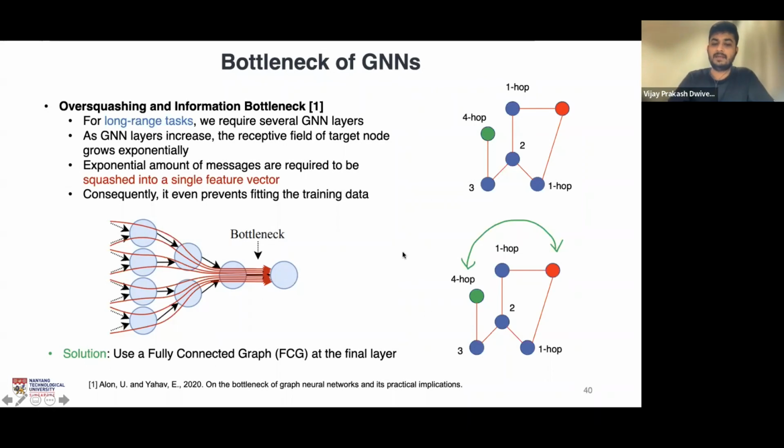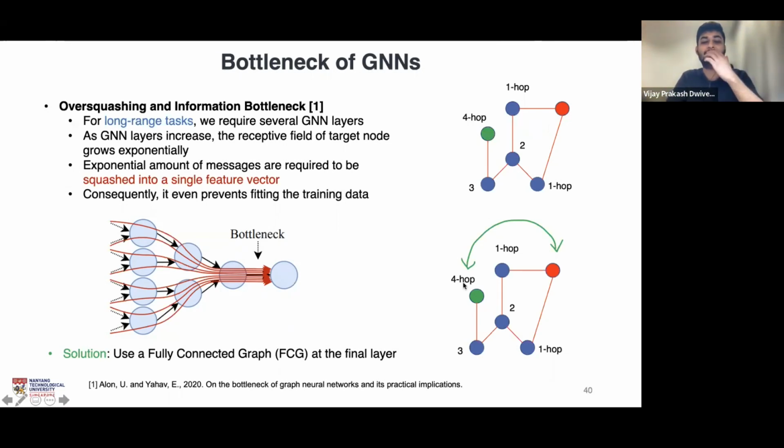If you think of this graph, why does the problem arise in the first place? Because in long range tasks, we want information from certain nodes which are not directly connected to the target node. So in this case, the red and green are not directly connected. But what if you connect this? Then it would become a 1 hop neighbor, and the information could propagate in just the first layer itself. So this is the solution.